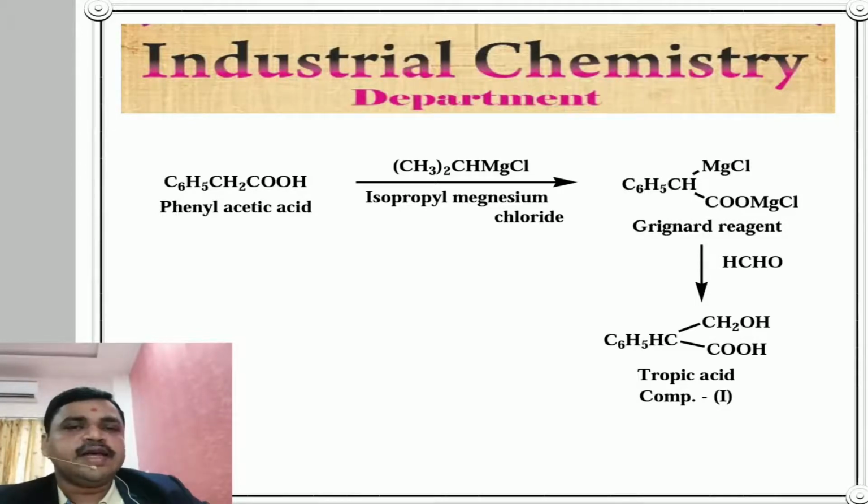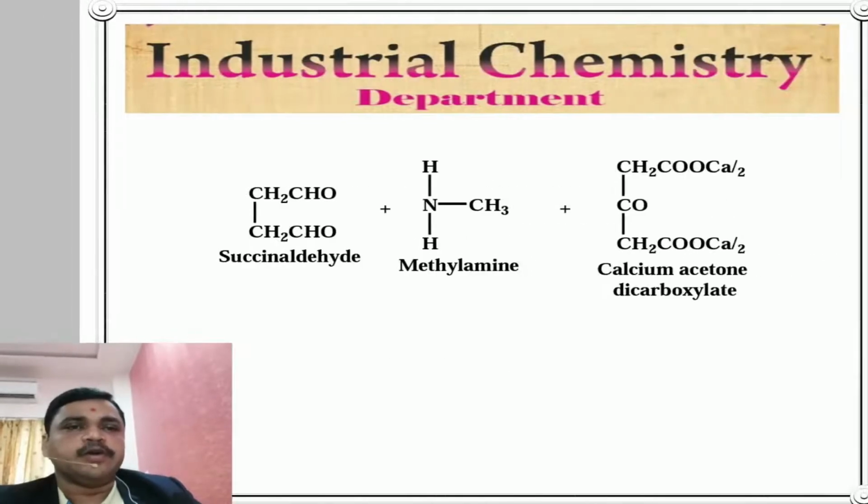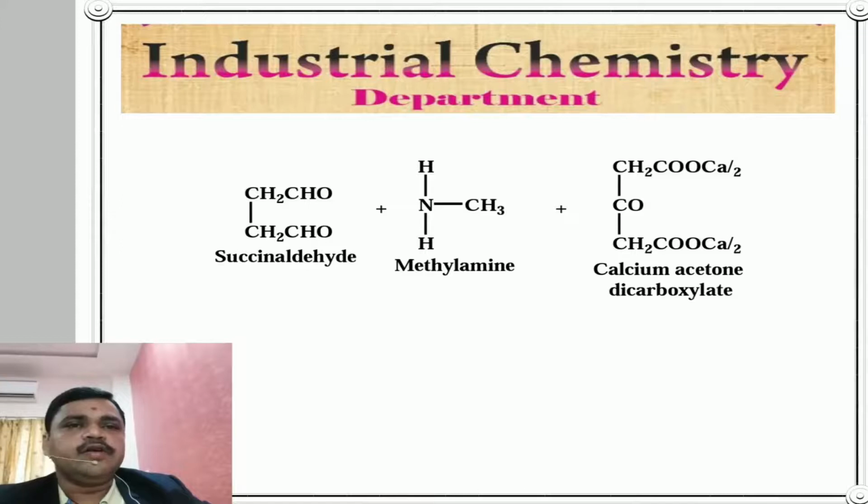Now we synthesize our compound number 2, that is tropanol. So first of all we synthesize tropanol. This tropanol is synthesized from three main compounds which are described here. Succinaldehyde, this is the aldehyde derivative. Second is methylamine. And third is calcium acetone dicarboxylate. These are the three main compounds for the synthesis of tropanol.